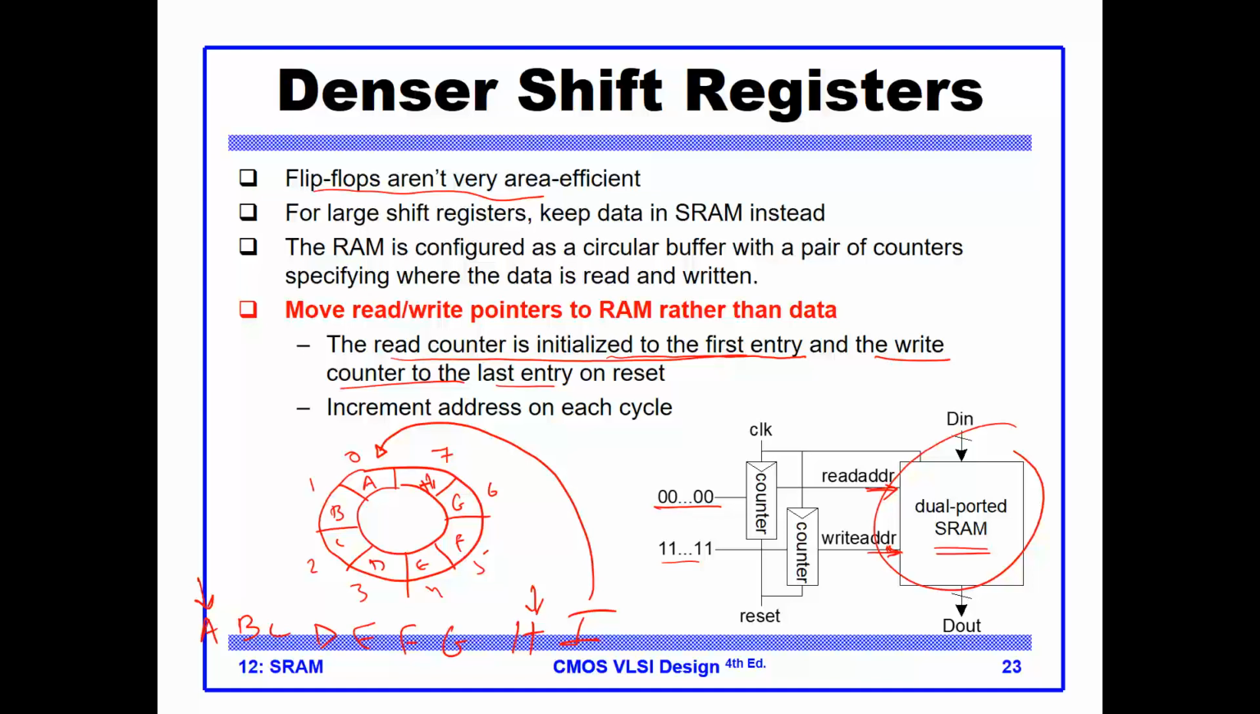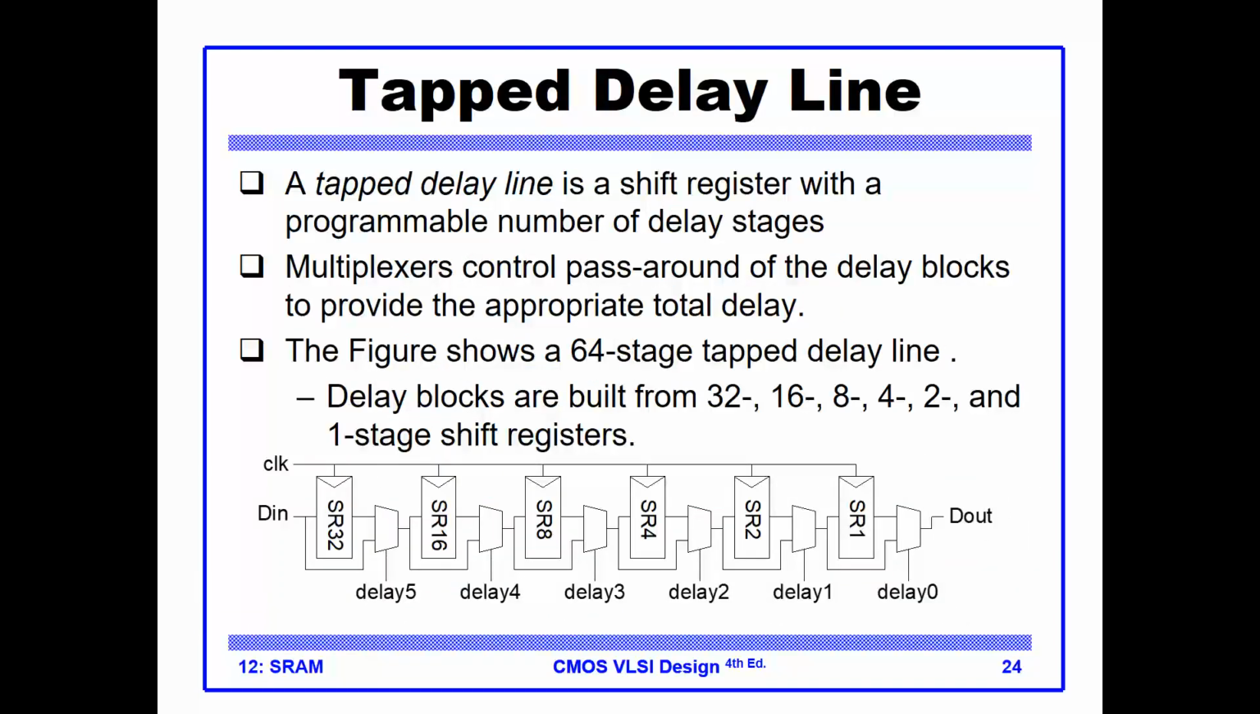By the way, dual ported means that you can have two ports of data. One supports an address for data to be read, and another address for data to be written. So in one cycle, you can basically read out data and write data, which is what we want to do in a shift register. Okay, so another type of shift register is the tapped delay line, and the tapped delay line is used to program a delay.